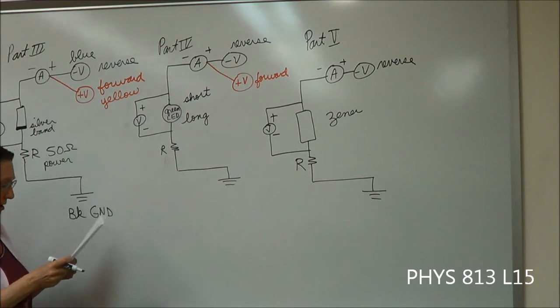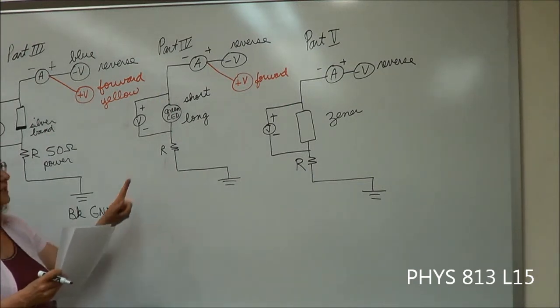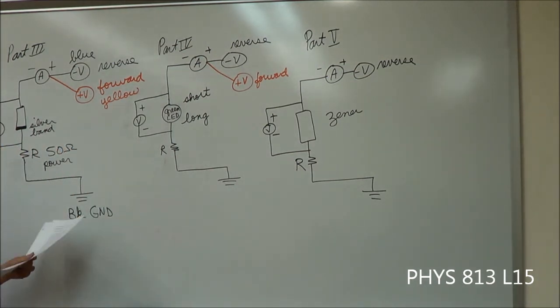Now, the Zener diode is designed to operate differently than these. It's operated in what's called reverse breakdown. So it does have a forward, but the forward bias doesn't start operating till a rather large voltage, and that's usually not what we want. So we're going to look at the Zener diode in reverse bias, and that's when it's going to do its thing.